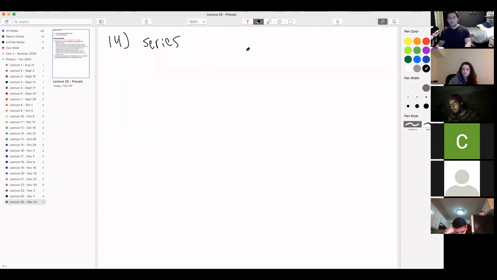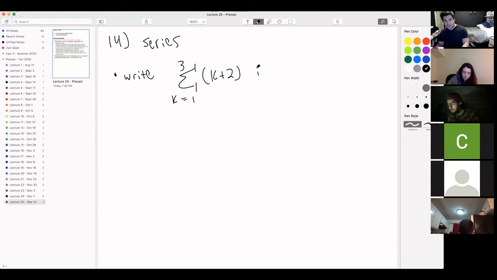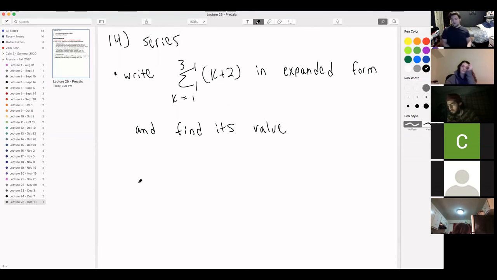Okay, so here would be an example question. Write this summation, k equals 1 to 3 of k plus 2, in expanded form and find its value. When I say expanded form, I mean just plug in your indices of summation. Plug in the numbers 1, 2, and 3 into this and sum it up.